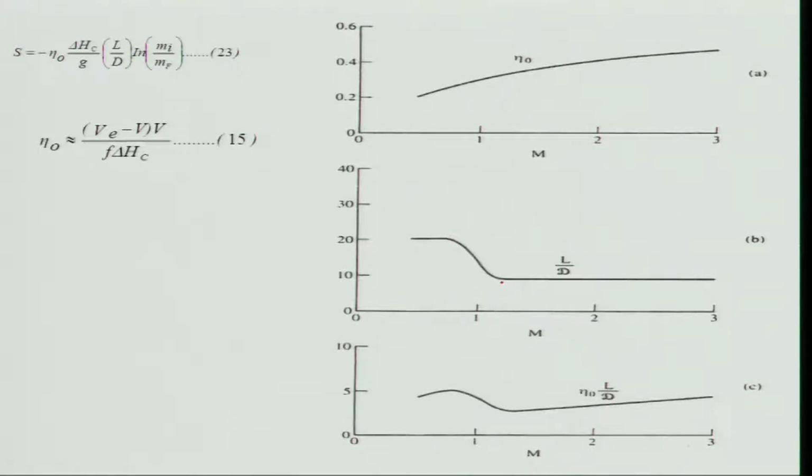You can note that in supersonic flight, which is Mach number greater than 1, you will find L by D is very low as compared to the subsonic. This region is the subsonic and this is supersonic, right.